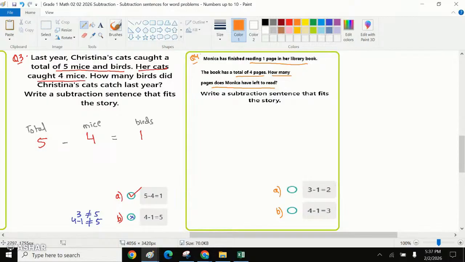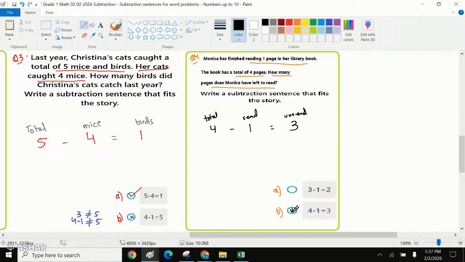It cannot be option A, right? And May, we need to give the answer as well. We need to give the total answer. Total minus read would be equal to unread. That is 4 minus 1 is equal to 3. Thank you, May. Thank you, Precious.